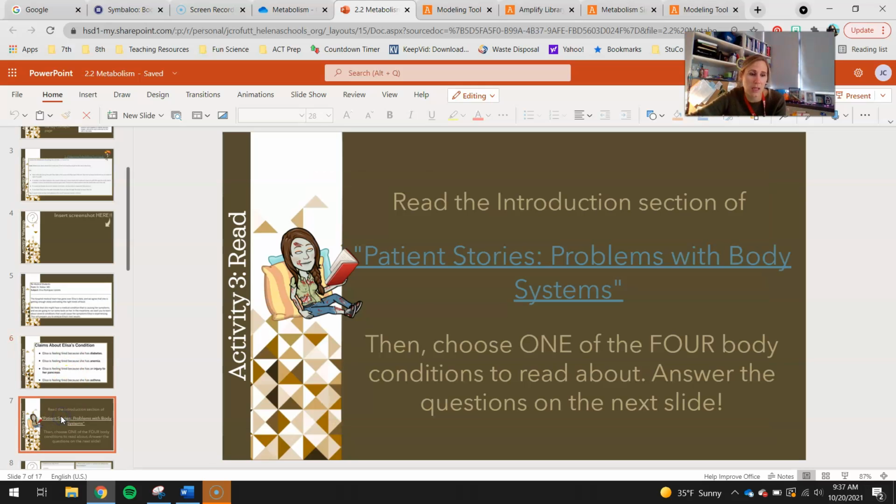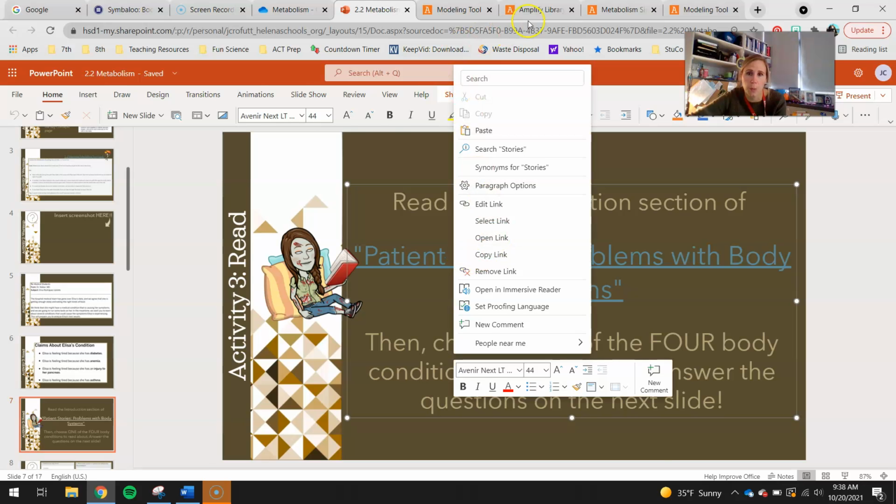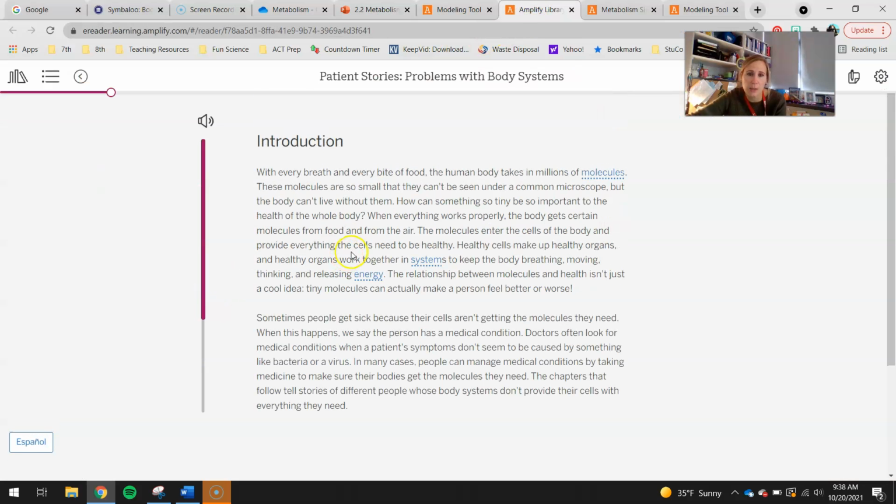Okay, so that's going to move us on to our next activity, a little read. We're going to right click and open up your reading set, and you'll come into the introduction. With every breath and every bite of food, the human body takes in millions of molecules. These molecules are so small they can't be seen under a common microscope, but the body can't live without them. How can something so tiny be so important to the health of the whole body?